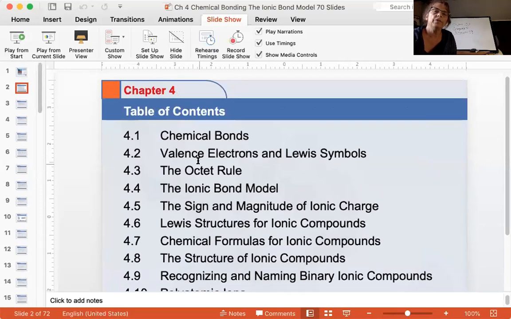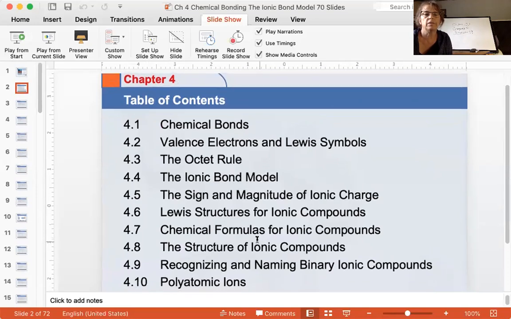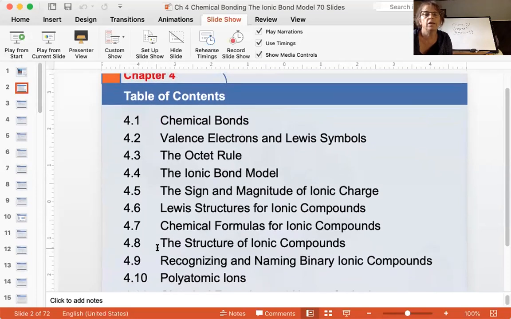In the first part of this chapter, we did Sections 4.1 to 4.8, where we learned about chemical bonds and the ionic bond model, and in Sections 4.7 and 4.8, we looked at the chemical formula for ionic compounds and the structure of ionic compounds. In Section 4.9, we're going to learn how to recognize and name binary ionic compounds.